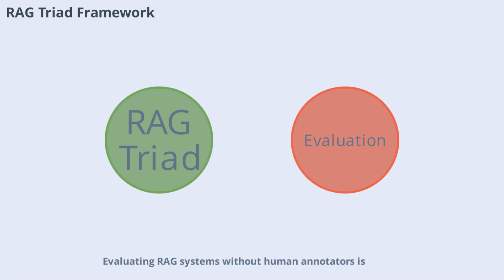Evaluating RAG systems without human annotators is made possible by the RAG triad framework. This approach uses an LLM as a judge to measure 3 core relationships: context relevance, groundedness or faithfulness, and answer relevance. By automating these checks, the framework can flag issues like retrieval noise, hallucinations, or incomplete answers, ensuring high-quality outputs without manual review.